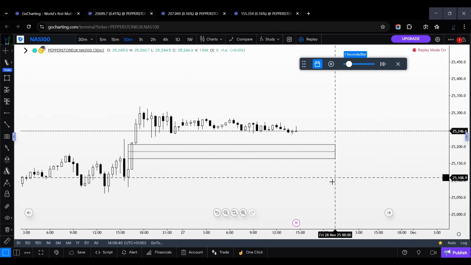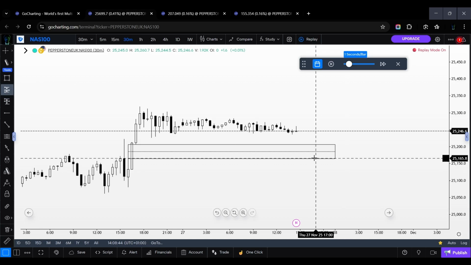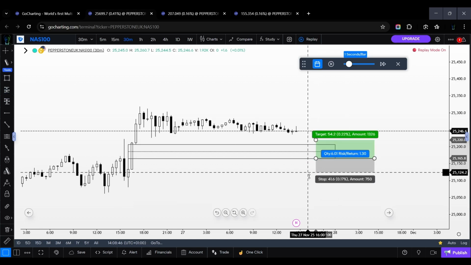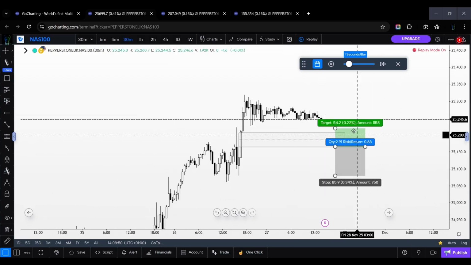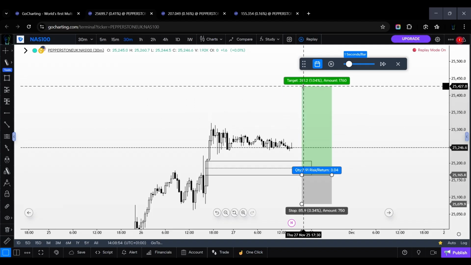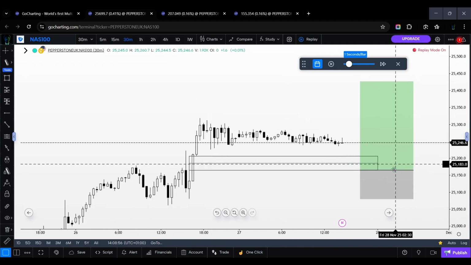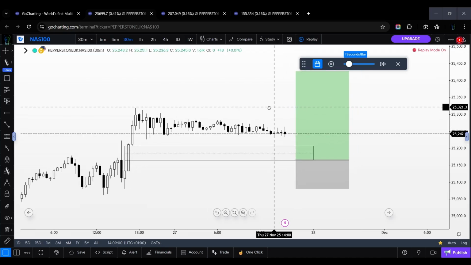All right. Now we're going to be using a long position to place it here. Your stop loss behind the previous candle. And where are we going to aim? Let us aim for a 1:3. This here is a 1:3. Now we're going to play and see what happens next.